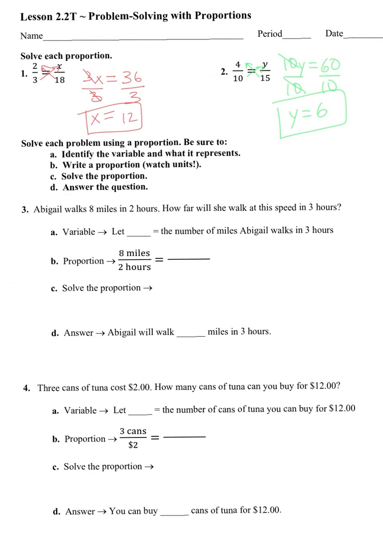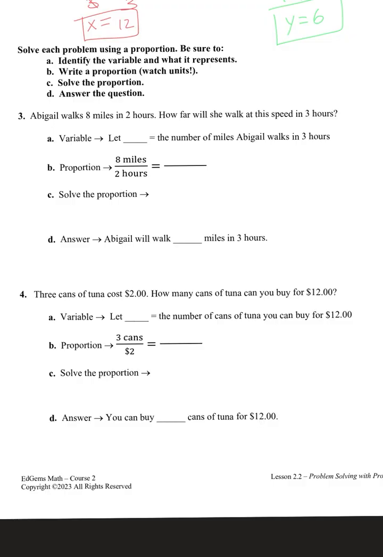Now, when we're problem solving, we're solving story problems. So we're going to set up these proportions in the context of a problem. All right, so here we go. Number 3. It says Abigail walks 8 miles in 2 hours. That's actually not a very bad pace. How far will she walk at this speed in 3 hours?